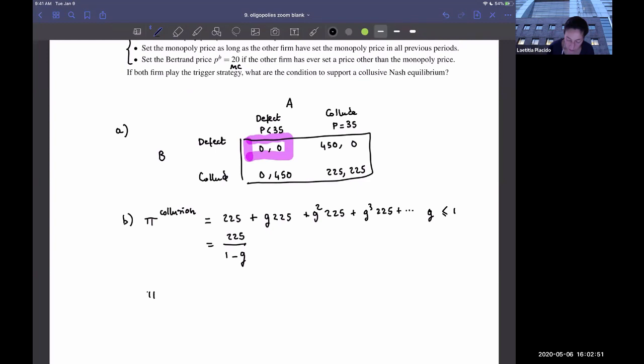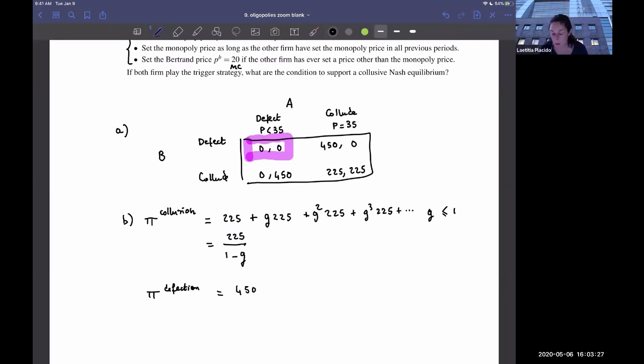Now, what is the intertemporal profit I get if I defect in the next period? If I defect, I get a profit of 450. I set a price below my opponent's price and I get all the demand, so I get the monopoly profit.